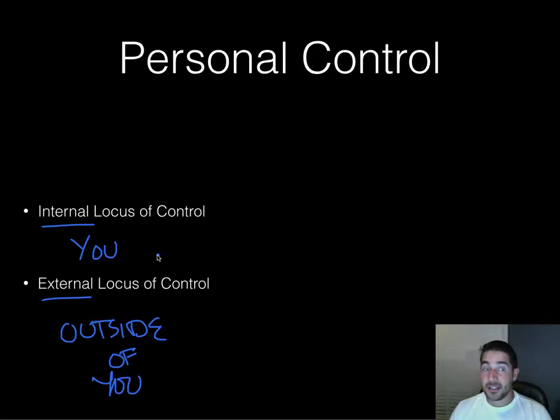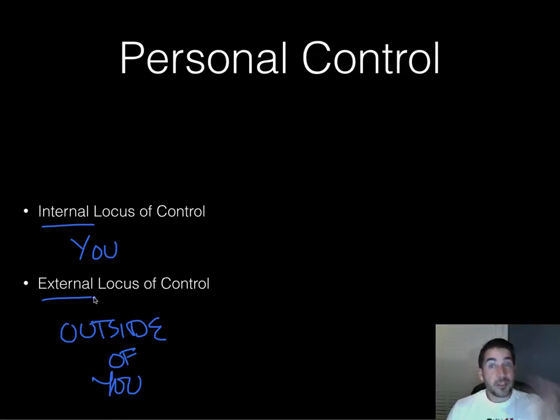I got an A on the test. If I believe that I was the cause for getting an A on that test, then it's an internal locus of control. If I believe that I got an A on the test only because it was as difficult as a kindergartner would take, then maybe that might be an external locus of control. It wasn't me that got the A, it was just because it was a super easy test.